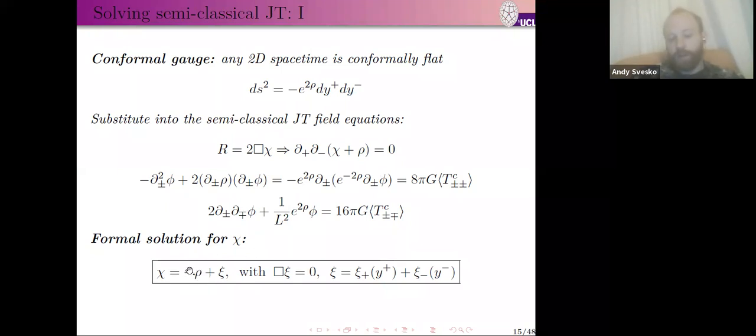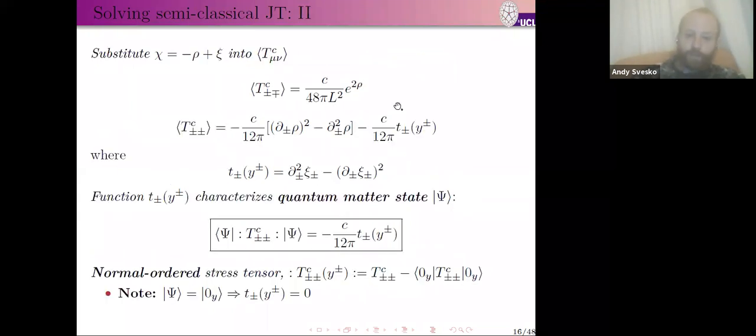Chi is just given by the conformal factor in your conformal gauge, plus this C function, which obeys the scalar wave equation. When you plug this ansatz into the expression for the expectation value of the stress energy tensor, it takes the following form, where I've introduced this function t plus minus, which is given by a set of derivatives of your C functions. And t plus minus is important because it characterizes the quantum state of your matter, in that the expectation value of the normal ordered stress energy tensor is proportional to this function t plus minus. This will be of use in a moment.